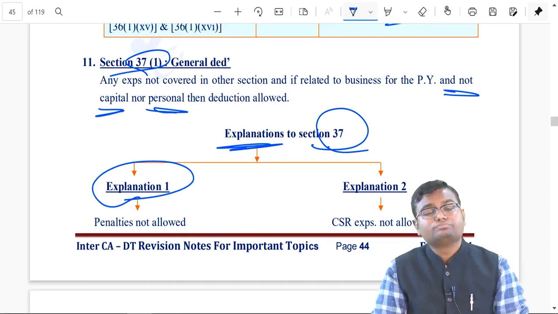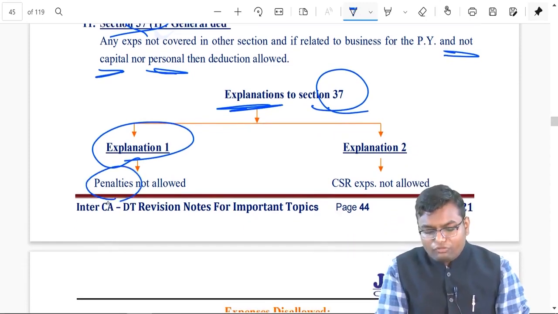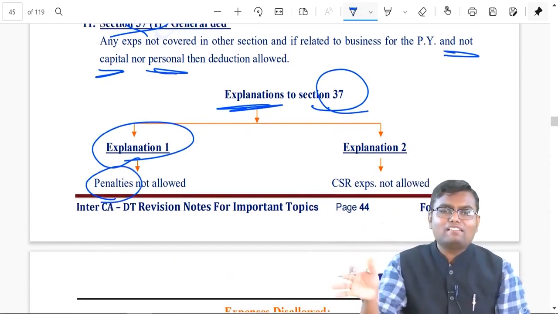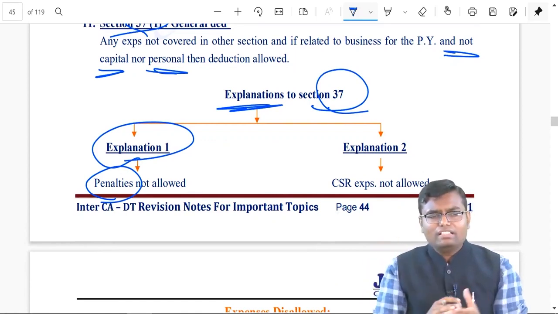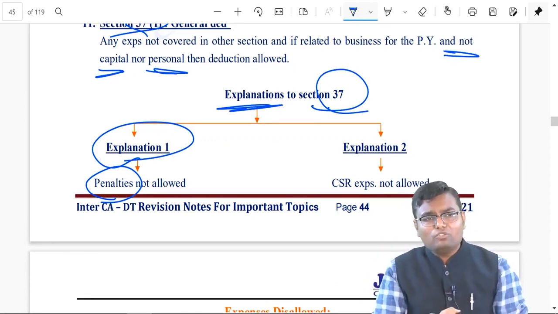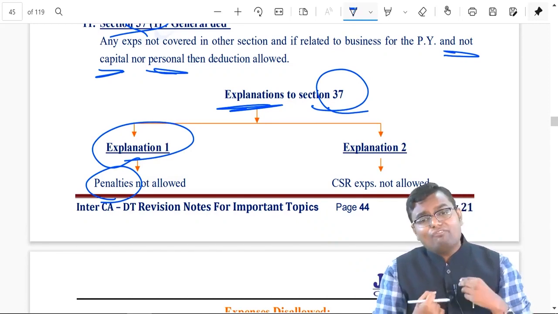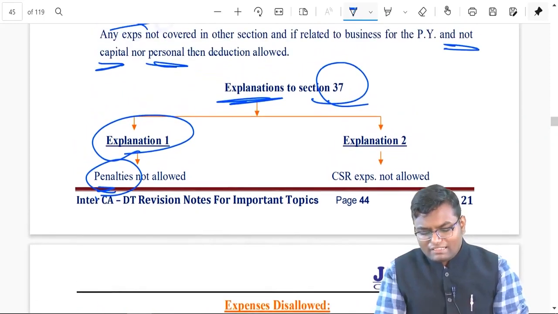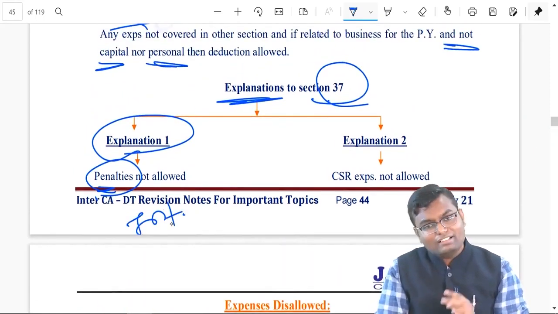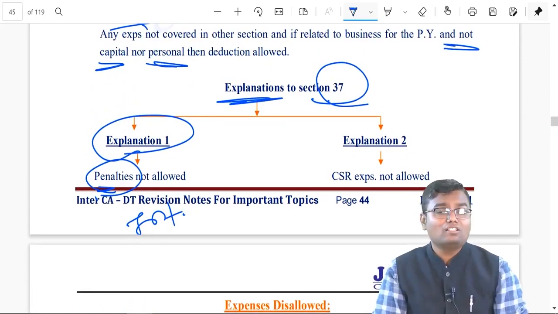Explanation number 1. If you are paying penalty for any offense under any of these acts, a traffic memo you paid for violating the signal, GST late fee you paid, every kind of penalty, it is not allowed as a deduction. Remember, if in GST you are paying interest, interest is allowed as a deduction. It is not a penalty.